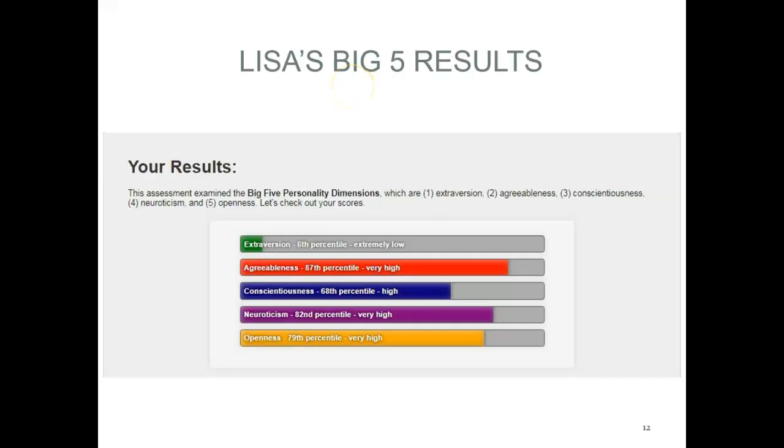So these are my test results. I rank extremely low on extroversion, very high on agreeableness, high on conscientiousness, very high on neuroticism, and very high on openness. And I do feel like that's a pretty good representation of who I am. So I encourage you to do your own Big Five.